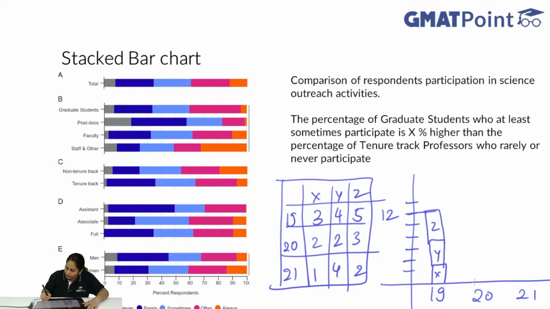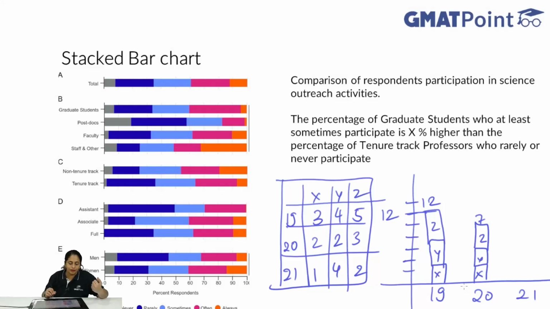If I draw the next one, 2 and 2 and then 3, so this would be X, Y and Z. So the total will be 7 and I can directly say that okay, this total is 7, this total is 12. So the total in 2020 was lesser than the total in 2019. So visually I can depict the total using stacked bar charts.